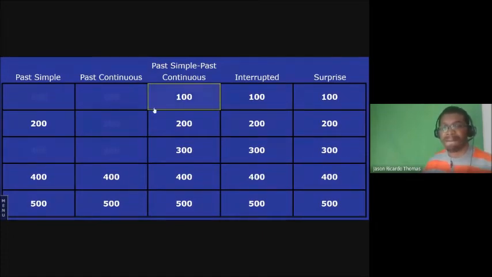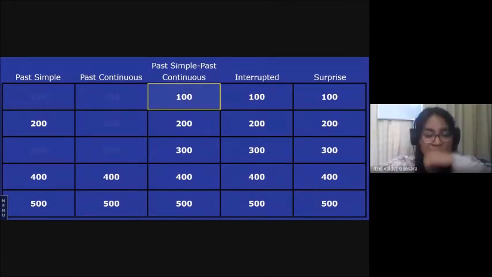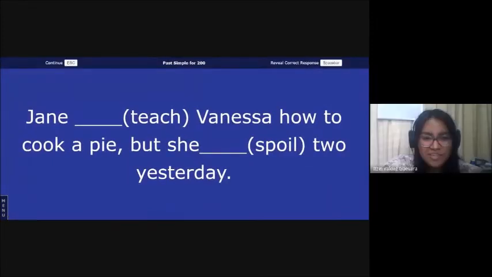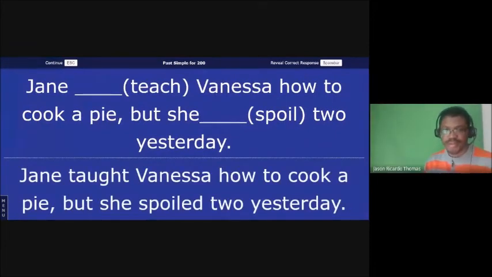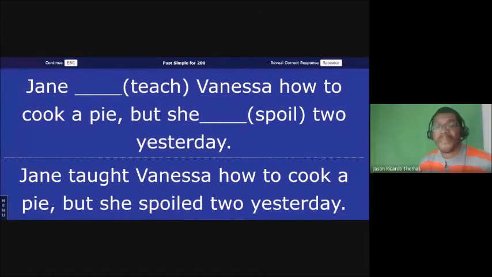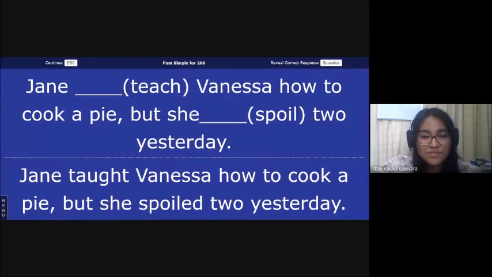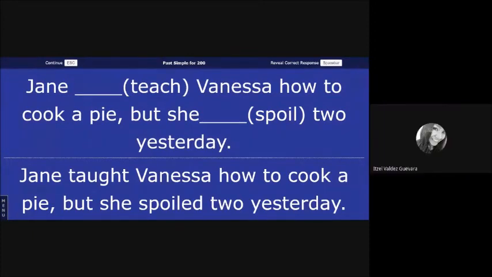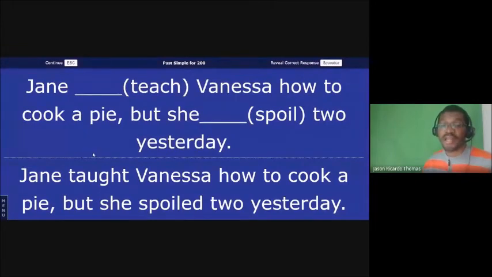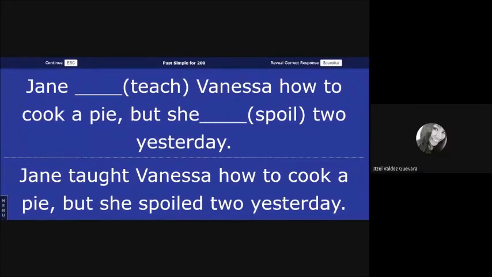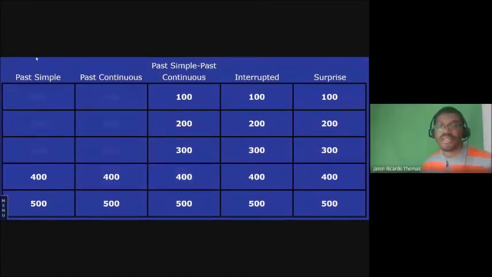Valdez Guevara. Past simple. Past simple for 200. They checked. Nope. Teach is irregular. How to taught. Taught. Jane taught Vanessa how to cook a pie, but she spoiled it yesterday. Pie. Yesterday. Again, pie, with a P. And spoiled. Spoiled it yesterday. All right, be careful with your pronunciation.